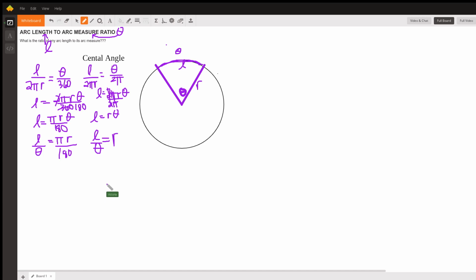So depending on what your teacher is looking for, this one is the expression if you are in degrees. This one is the expression if you are in radians. Clearly, radians is much more concise.